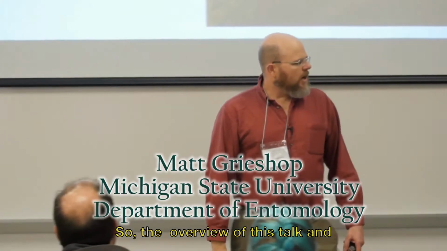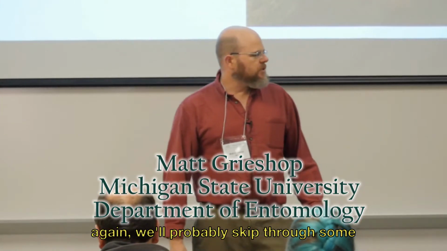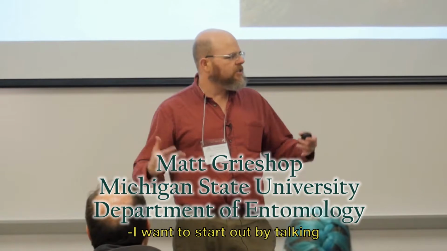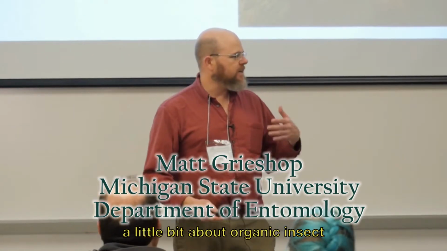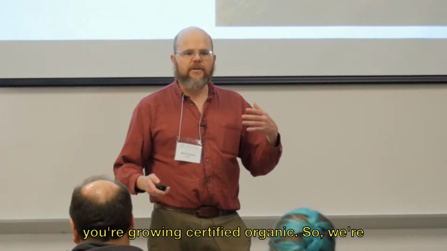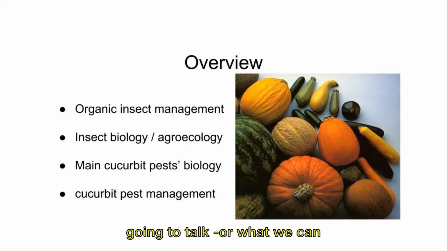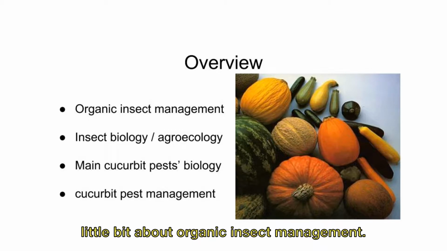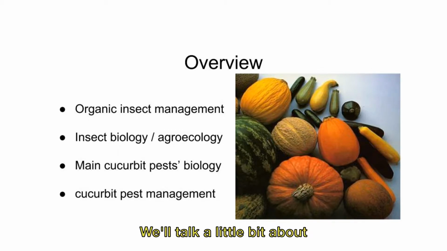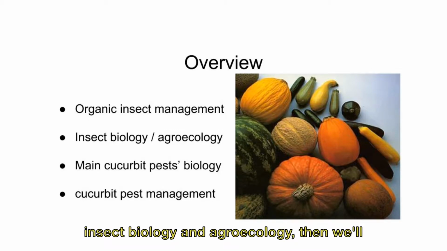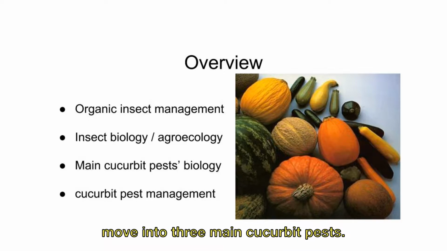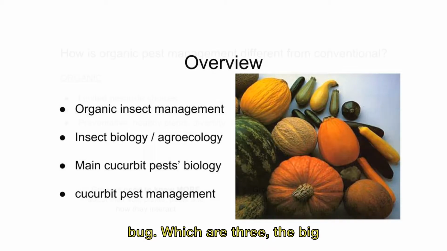So the overview of this talk, and again, we'll probably skip through some of this, is I wanted to start out by talking a little bit about organic insect management, what that means, especially if you're growing certified organic. We'll talk a little bit about insect biology and agroecology. Then we'll move into three main cucurbit pests. We've prepared slides on cucumber beetle, squash vine borer, and squash bug, which are the big three.